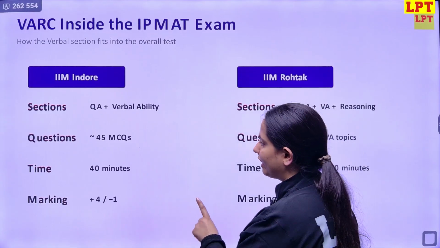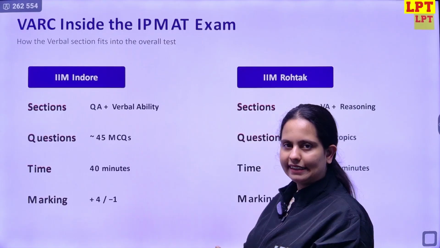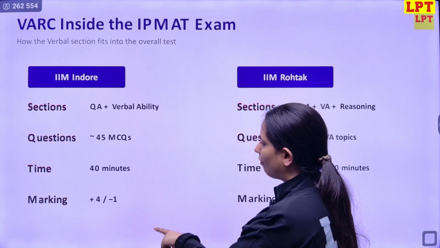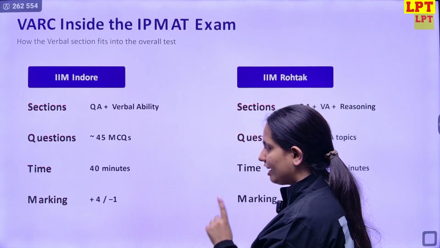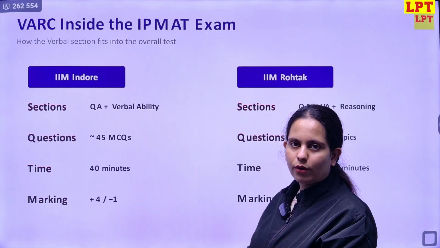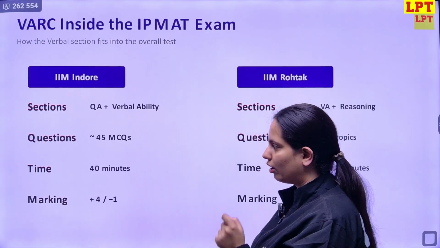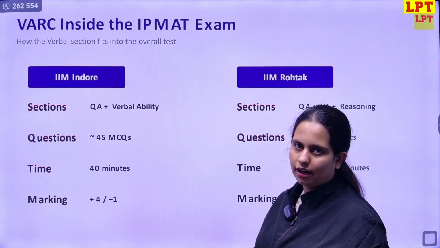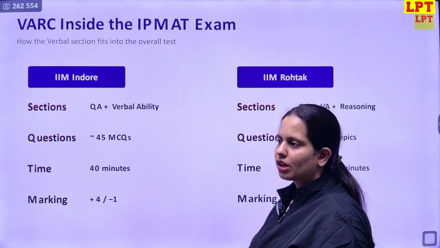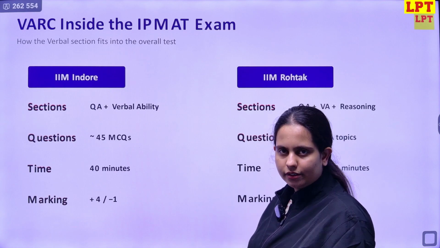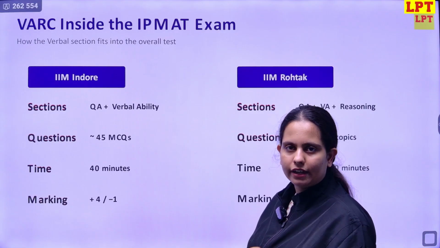Here the sectional time is given for the VARC section. So that means you have to solve 45 questions in 40 minutes. Now for each correct answer you would be rewarded 4 marks, and for each incorrect answer -1 would be given. That means a mark would be deducted for every incorrect response.